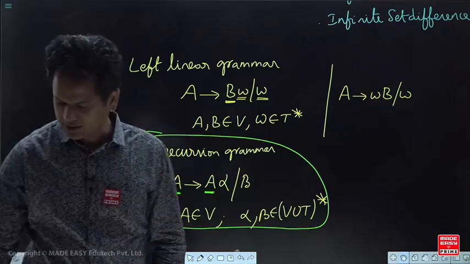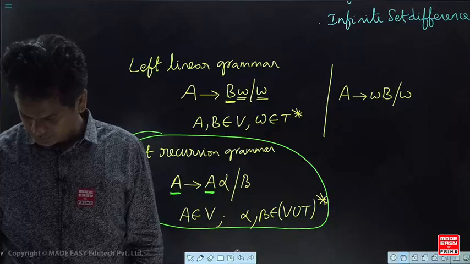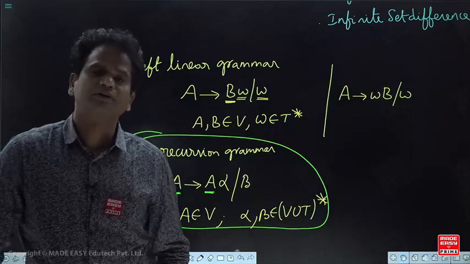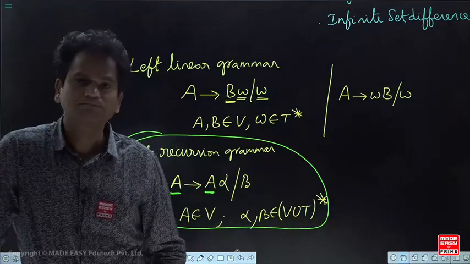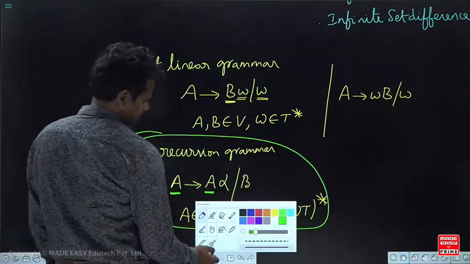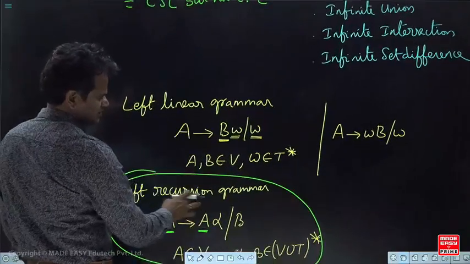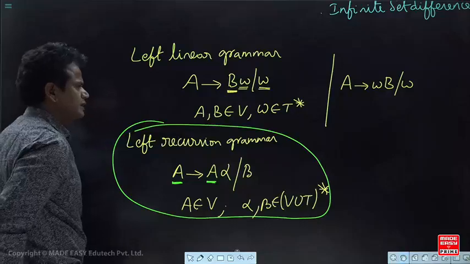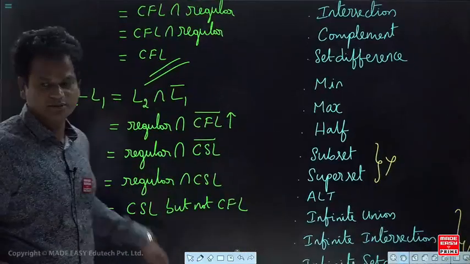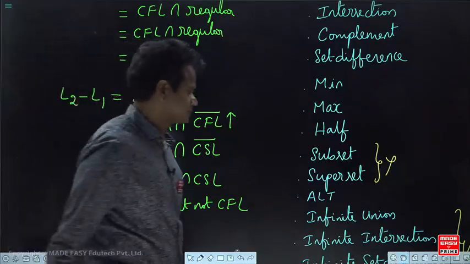We have done the push down automata. We will go for Turing machine. Any doubt? So this is left linear, already we have done. Left recursion need not to copy. You need not to copy, guys. We will do in compiler design. That's all. We'll go to Turing machine.